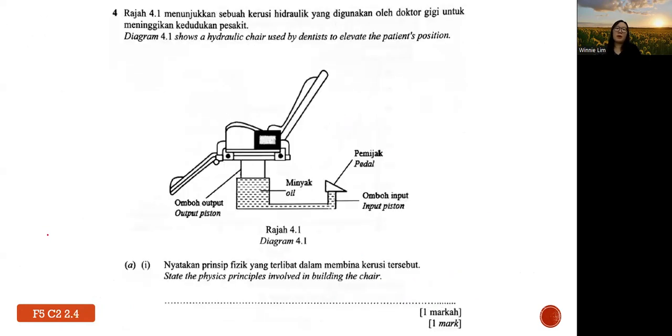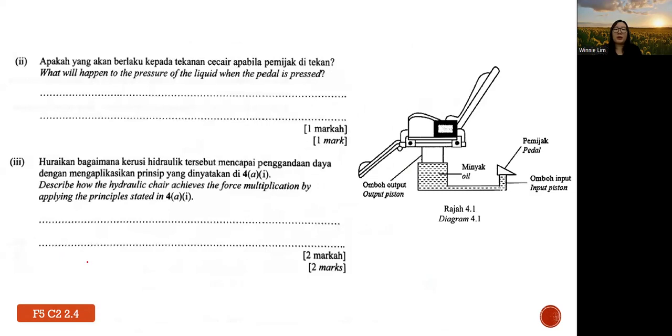So question 4. Diagram 4.1 shows a hydraulic chair used by attendants to elevate the patient's position. So what is the physics principle used here? So it's actually what? Pascal's principle. Make sure your spelling is correct. Okay, what will happen to the pressure of the liquid when the pedal is pressed?